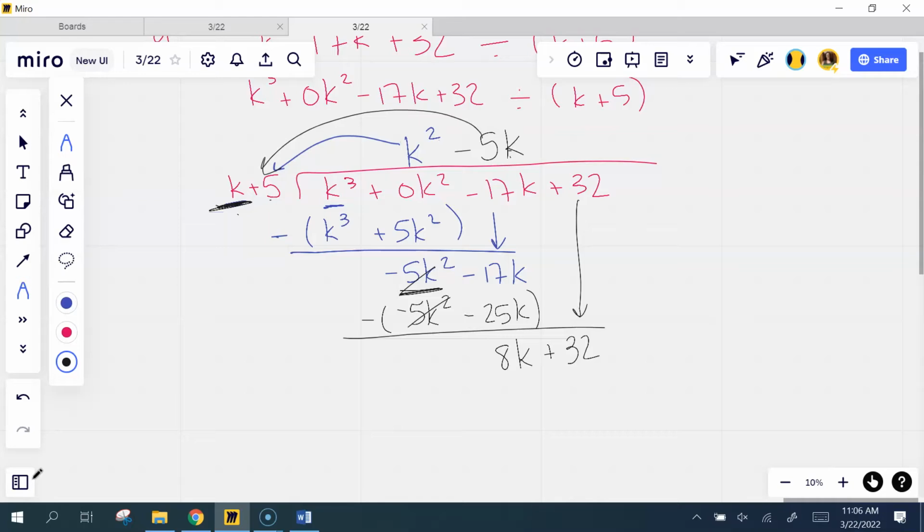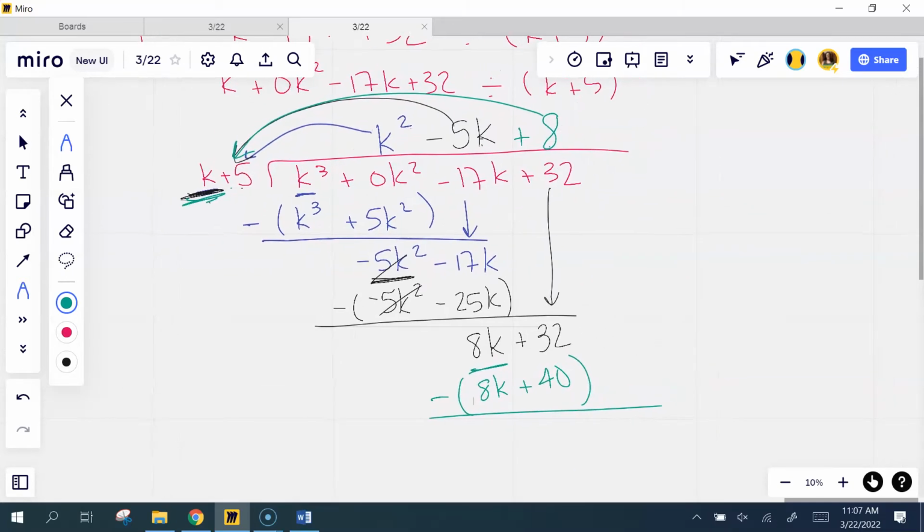Same process one more time. What do you multiply k by to get 8k? 8. It goes in the constant column. It's positive. Multiply it around. 8 times k is? 8 times 5 is? Remember, I'm subtracting everything here. So 32 minus 40 is negative 8. There's nothing else there I can do, right?